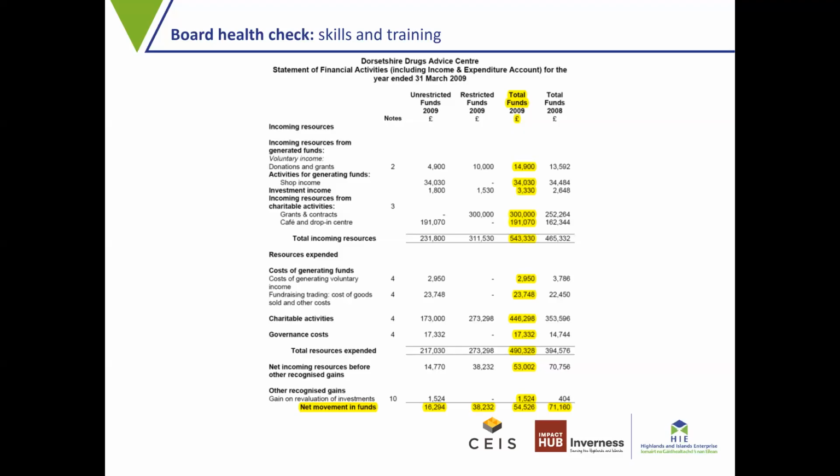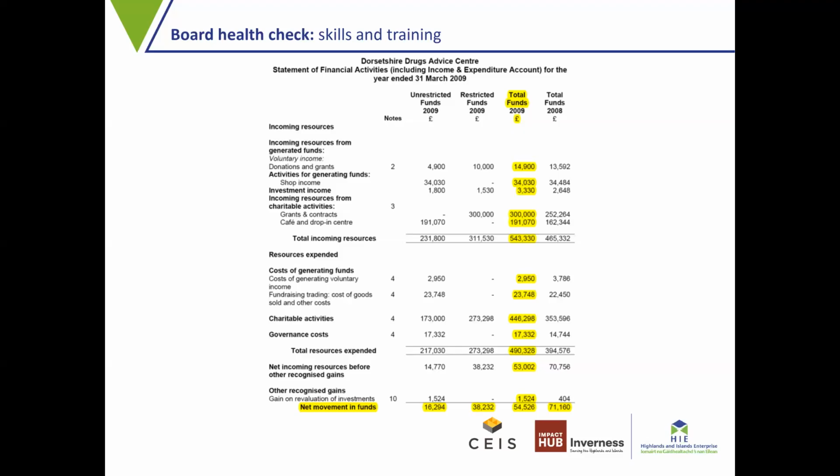So dealing with the first question, is income covering expenditure? Looking at the income and expenditure account for the year ending 31st of March 2009, we can see that the net movement in funds for the year at 2009 is 54526. Therefore, in 2009, Dorsetshire Drugs Advice Centre created a surplus of 54526, which is a positive position for the centre to be in.